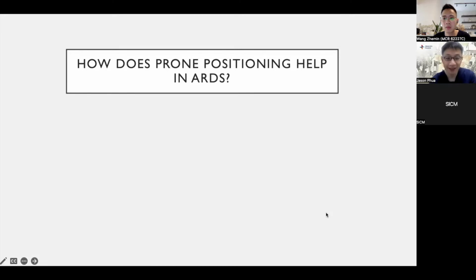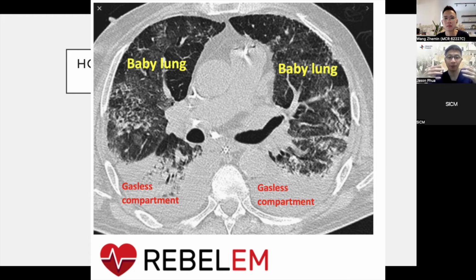Thanks, Chamin. ARDS is, when we look at the chest X-ray, seemingly homogeneously affecting both parts of the lungs and all parts of each lung. But in reality, if we do a CT scan, very often the main pathology is in the posterior parts of the lungs, the back part of the lungs, so the dorsal part of the lungs.